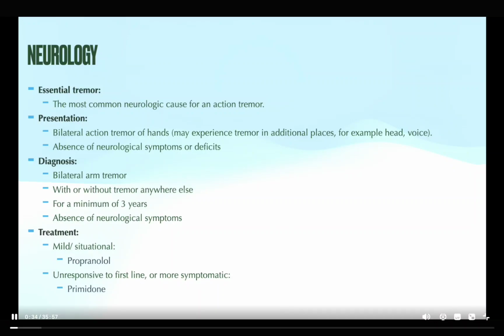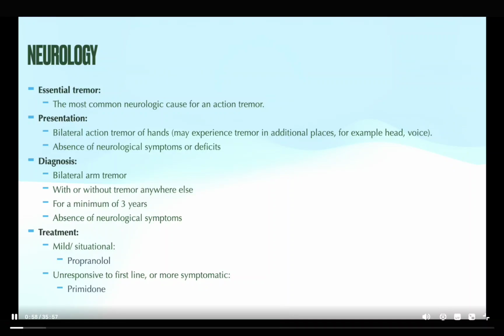or in action. So essential tremor, this is the most common neurological cause for an action tremor, and the incidence of this increases with age, although it can affect younger patients, and up to 70% of them actually report having a family history of essential tremor. And so there's definitely a big familial component.